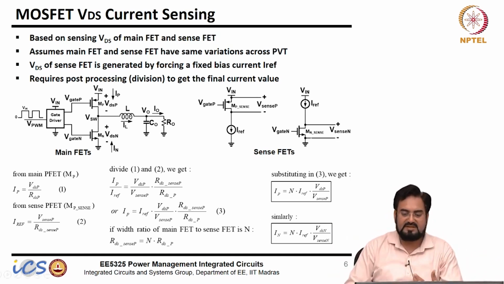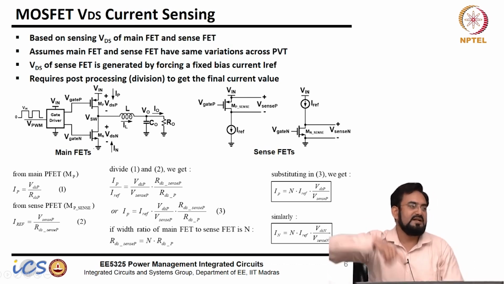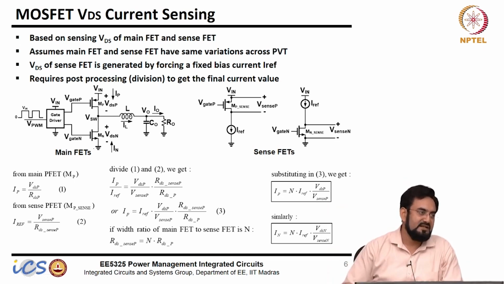Same thing you can do with the NMOS if you are looking for valley current. And once you have both peak and valley, if you add the two, you will get the exact inductor current, and you can get the average current from there as well.